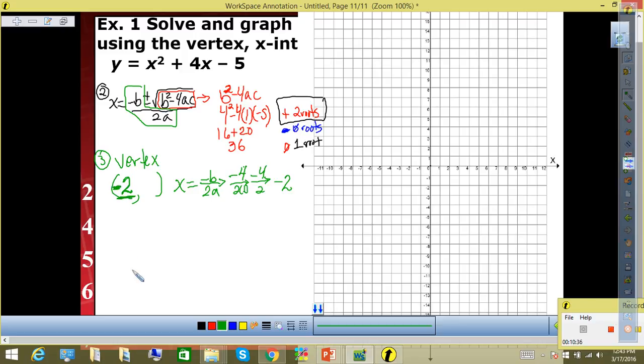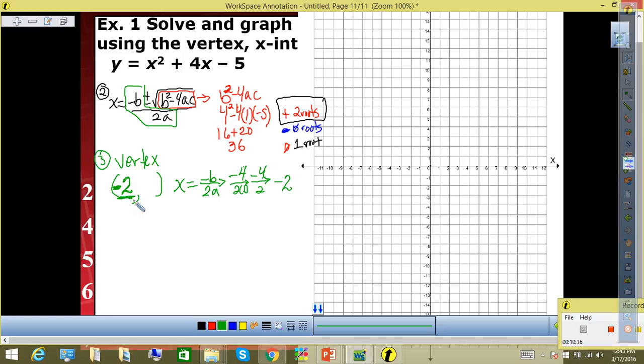Yes? No. You do need the vertex to find out what is the lowest point of your parabola. Because remember you guys asked me, how far do I go, Mr. Q, down here? Well, today's going to be the day that we find out how far you go. At that point is when you need to curve your parabola back up or back down.